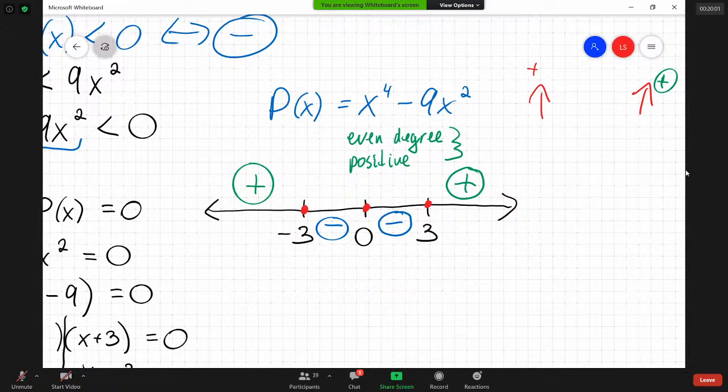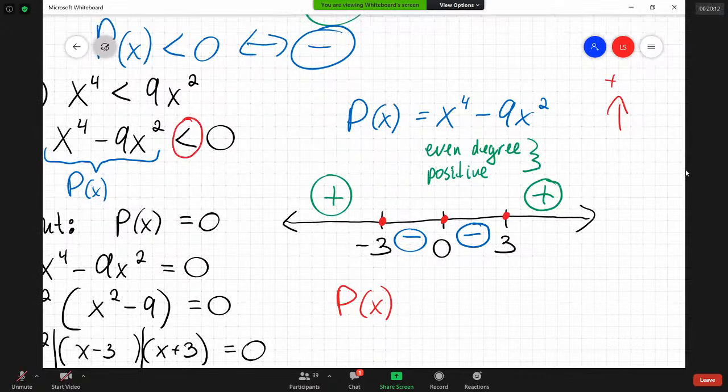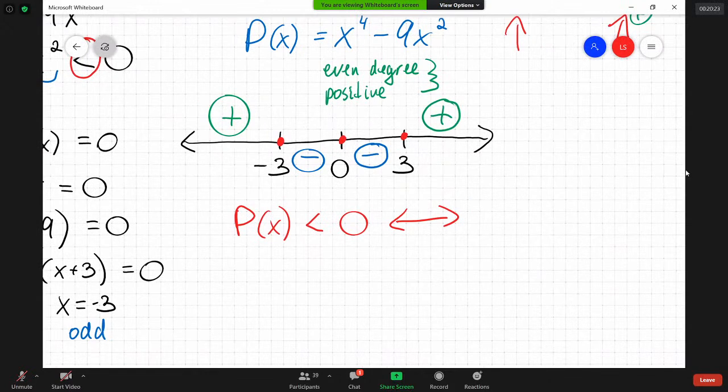Our inequality to solve is P of X, the polynomial, less than 0. So does that tell me I want positive or negative intervals? Negative. Tells me I want negative intervals. I'm only interested in the negatives. I'm not interested in these guys.